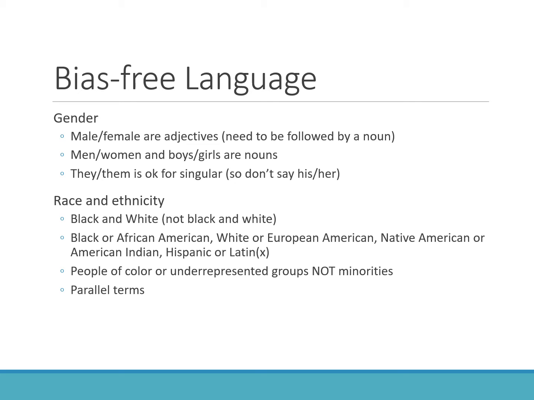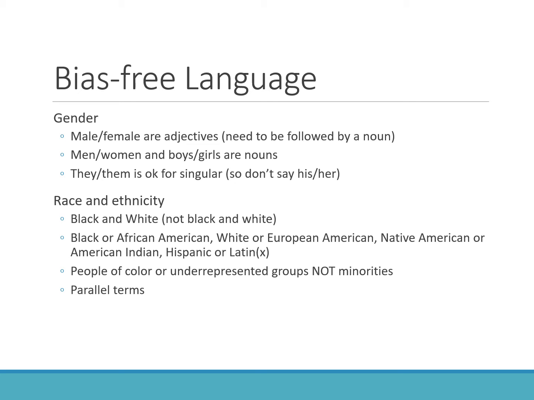Generally we capitalize Black and White when we're referring to race. You want to use parallel terms. So if, for example, we're using Black to refer to African Americans, we want to use White to refer to European Americans, or we could say African American and European American. Either term is considered okay, but you just want to make sure that you're using parallel terms if you're comparing or referring to different groups.